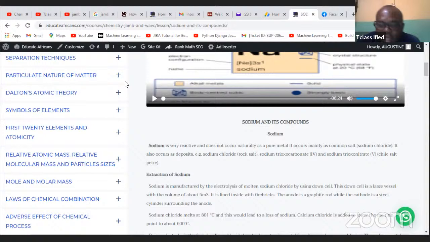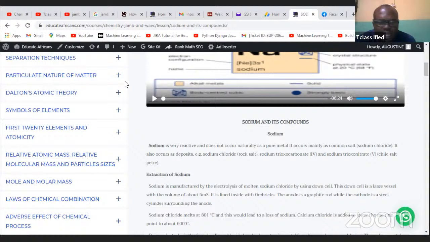Okay, sodium is very reactive and does not occur naturally as a pure metal. It occurs mainly as common salt, sodium chloride. So that's how you see most of the sodium deposits in the world. You find it occurring as sodium chloride, which you call common salt, very, very important. It also occurs in deposits of sodium chloride, rock salt, sodium carbonate, sodium nitrate, and the rest.